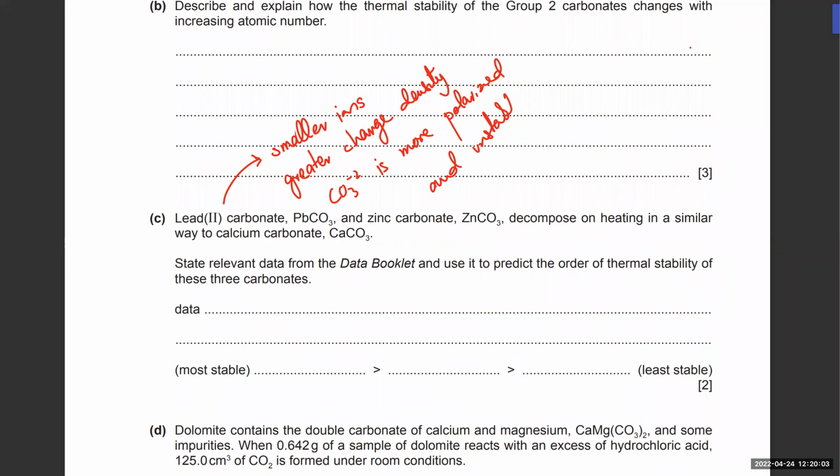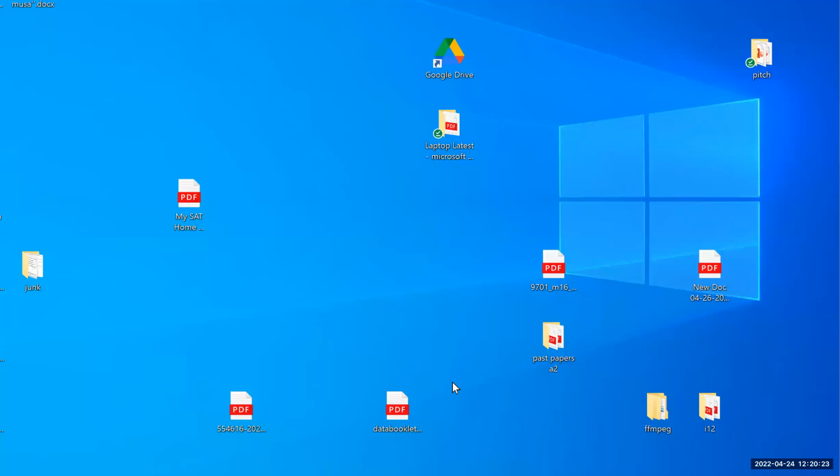So that's the explanation. So what data are you going to pick up from the data booklet? You're going to look for the size of the ion: lead ion, calcium ion, and zinc ion. The carbonate is the same in all 3 cases. So open the data booklet and find the size of the ions. The smaller the ion, the more unstable it's going to be.